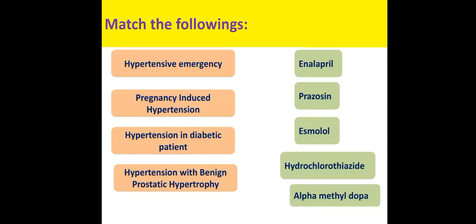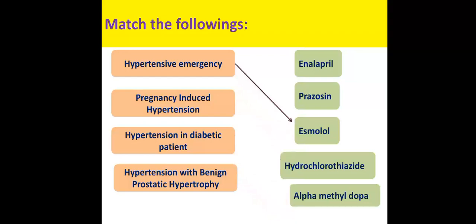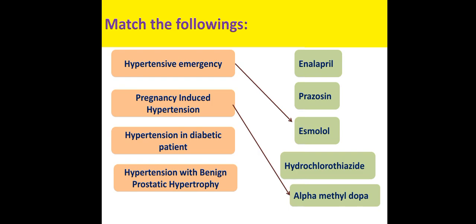And here is a very important question: you have to identify the different conditions of hypertension. Hypertension in the emergency, hypertension in the pregnancy, hypertension in diabetic patient, and hypertension with benign prostatic hypertrophy. Now in the emergency condition, obviously we require a very rapid onset agent with quick termination of action, so you can titrate the dose, and that is the ultra short acting beta blocker, esmolol. In the pregnancy, the safer drug is alpha methyldopa. Another option can be labetalol. Hypertension in the diabetic patient, you know that ACE inhibitors have renoprotective action, so the ACE inhibitor enalapril.